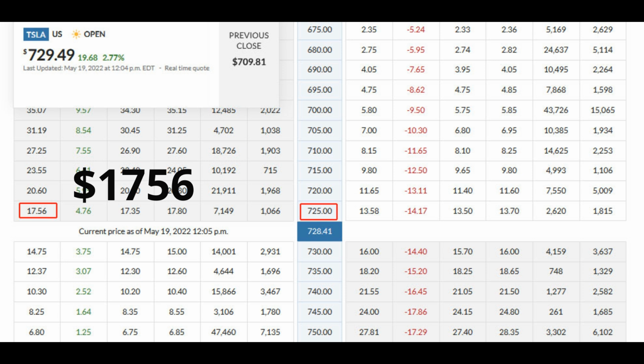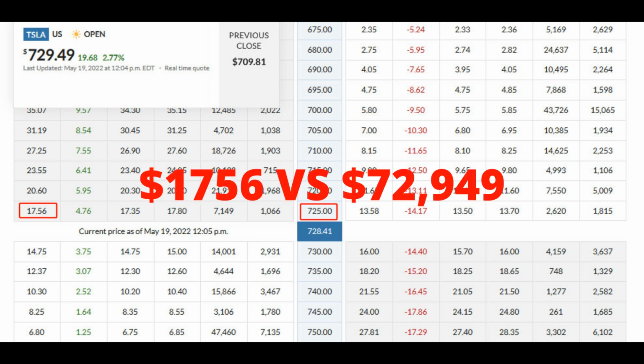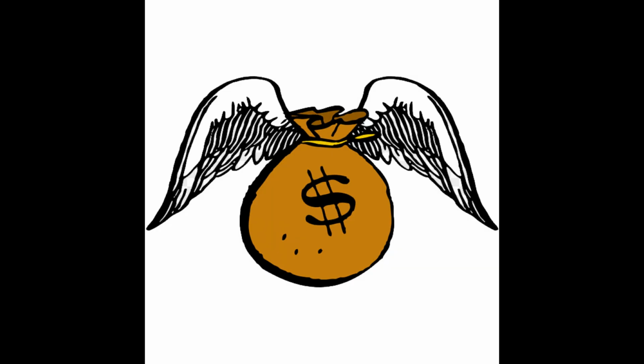$1,756. Now, if you had to buy 100 shares of Tesla while they're trading at $729.49 each, that would cost you $72,949. You can see how much cheaper it is to buy one options contract than 100 shares of Tesla. That's the upside. The downside is that if you buy an option contract and it doesn't end up in the money, you would lose your $1,756. Whereas if you bought the shares of Tesla and the stock fell in value, you would still own them even if they dropped in price.